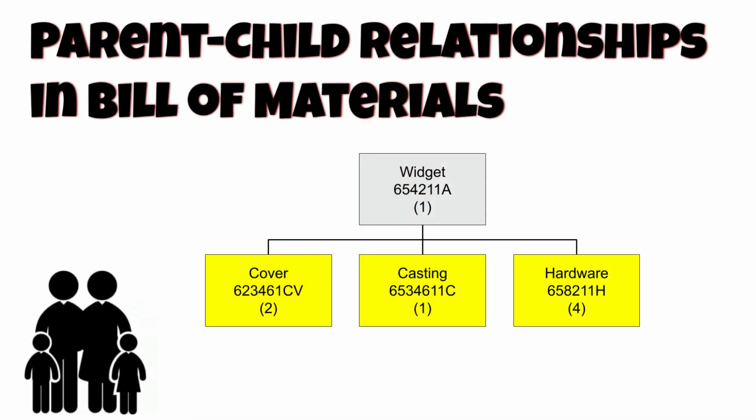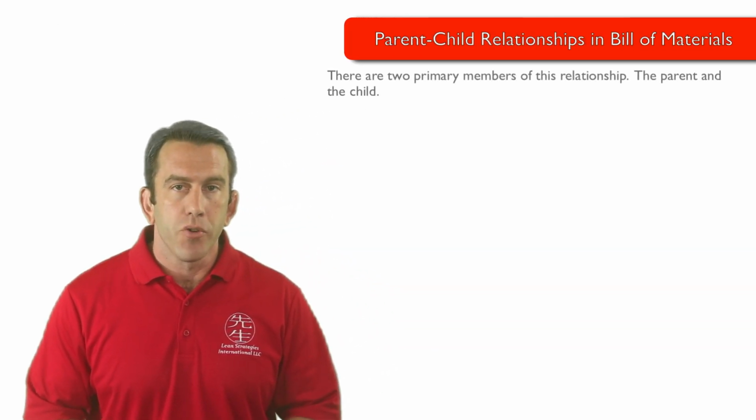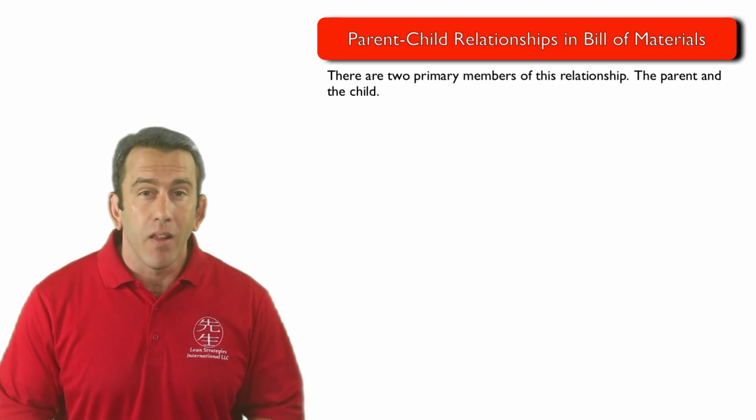Family is very important in life and is very important in a bill of materials. The family, as we've suggested in a bill of materials, is best defined as a parent-child relationship. There are two primary members of this relationship, the parent and the child.